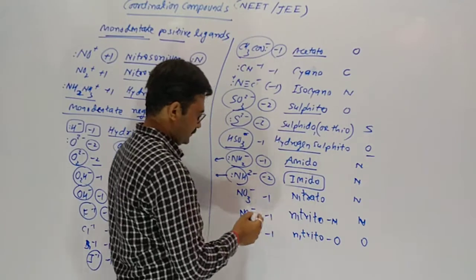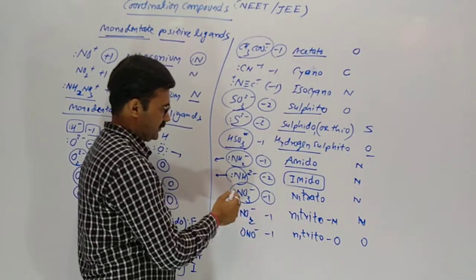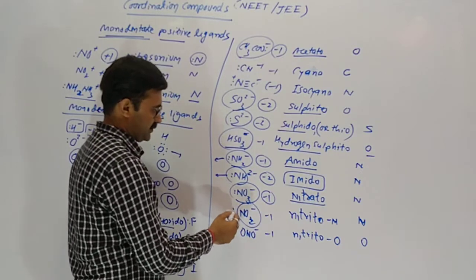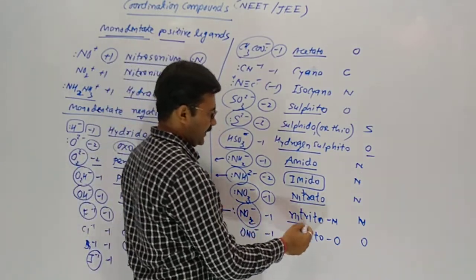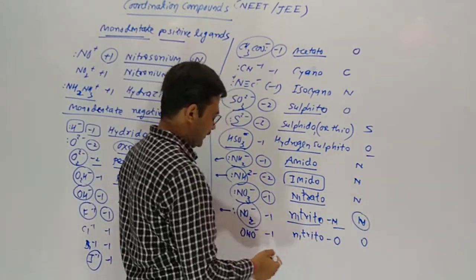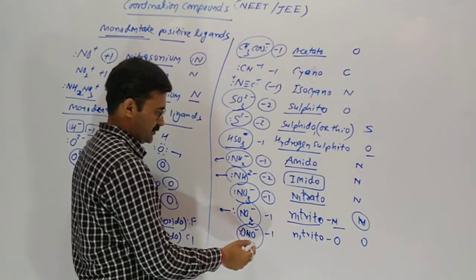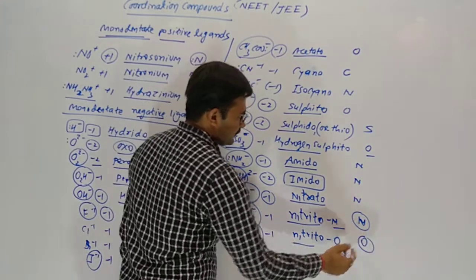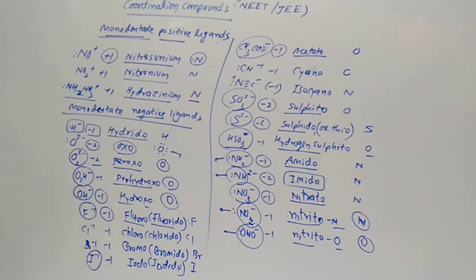NO3-, having -1 charge, is nitrato, and nitrogen is the donor. NO2-, where nitrogen is the donor, is nitrito-N. ONO-, is nitrito-O, where oxygen is the donor. So this type of monodentate ligand comes in the nomenclature.